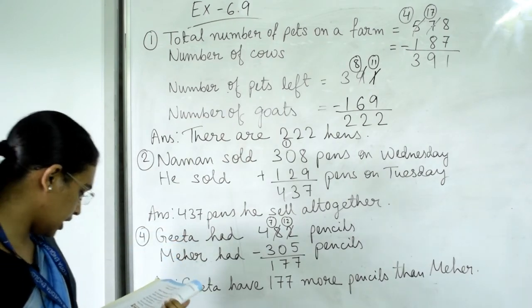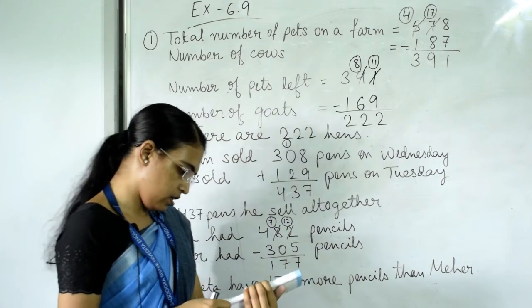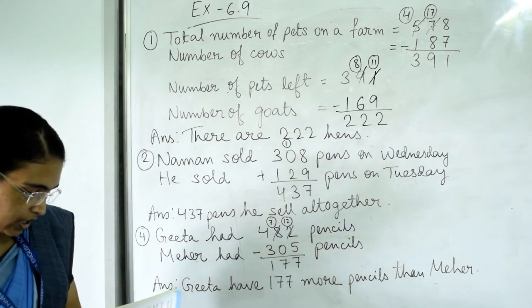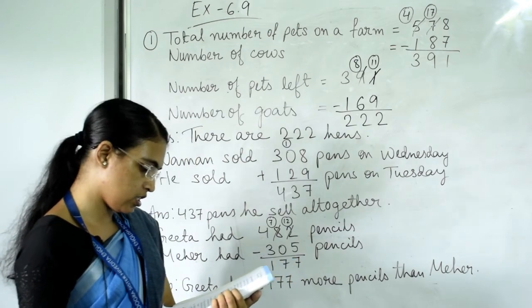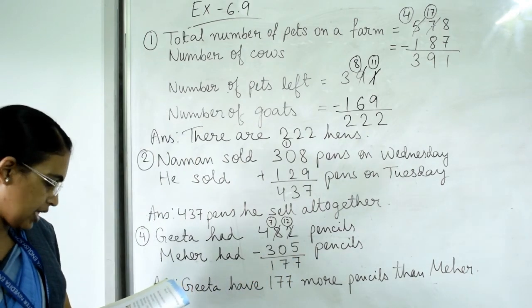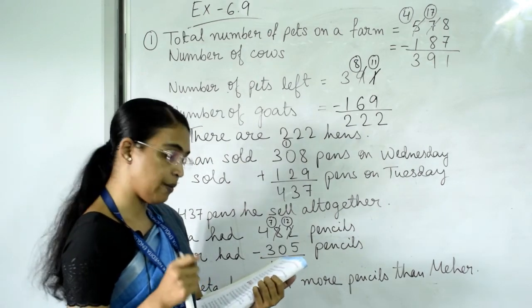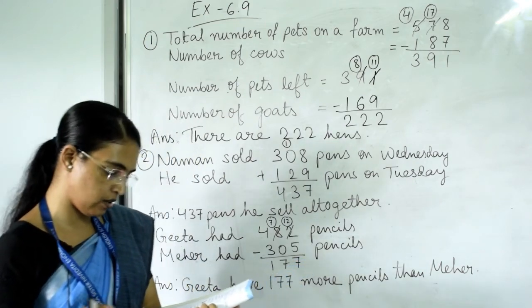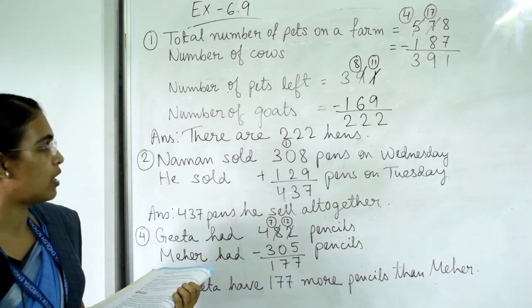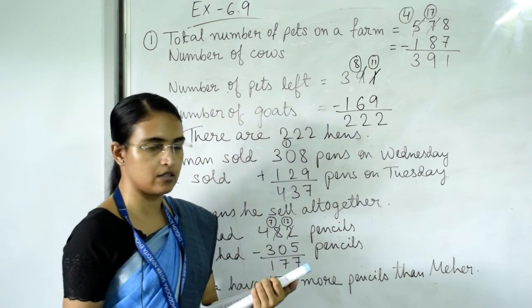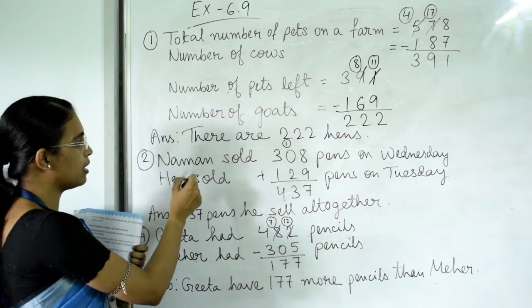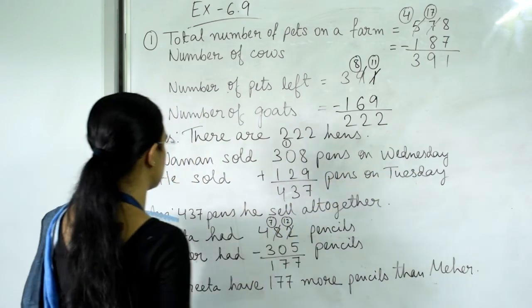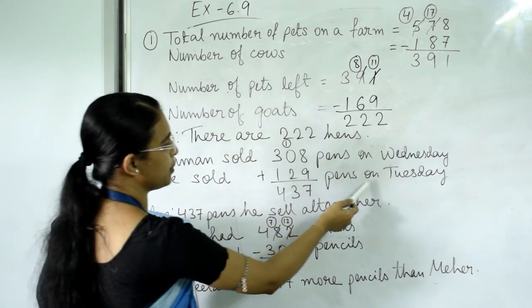Now question number 2. Naman sold 308 pens on Wednesday. He sold 129 fewer pens on Tuesday. How many pens did he sell altogether? So on Wednesday, Naman sold 308 pens, and on Tuesday he sold 129 pens. So altogether he sold how many pens? So first write Naman sold 308 pens on Wednesday. He sold 129 pens on Tuesday.